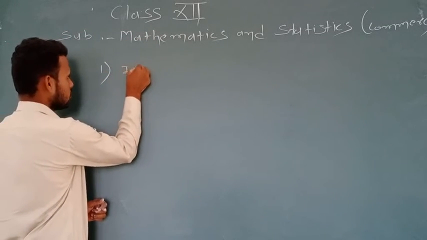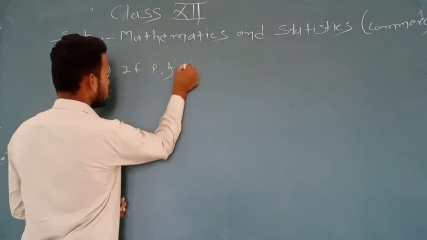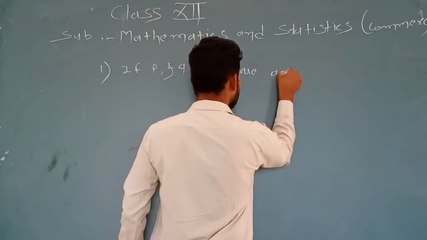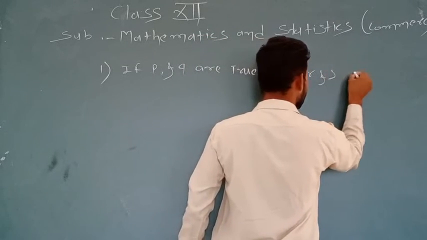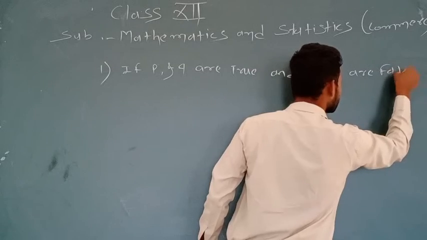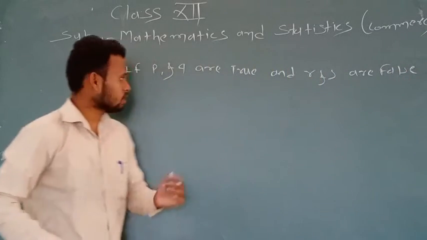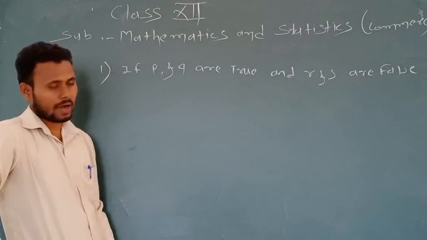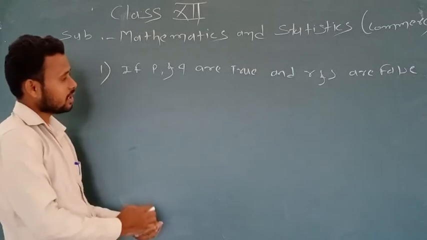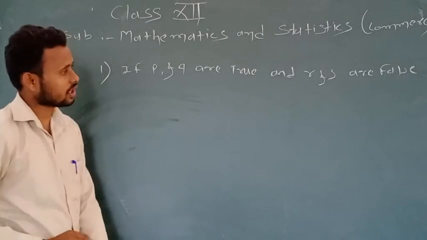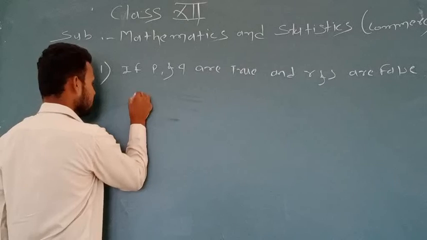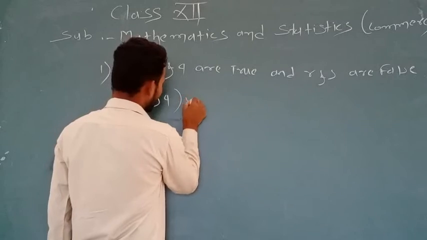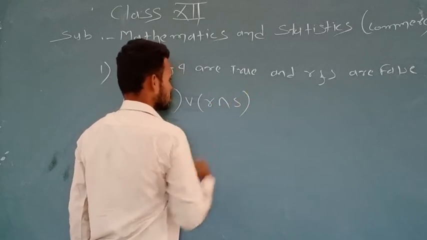Suppose P and Q are true, and R and S are false. Next example is what? If P and Q are true and R and S are false, then find the truth value of the following compound statement. Statement: P implies Q, join with R meet S.